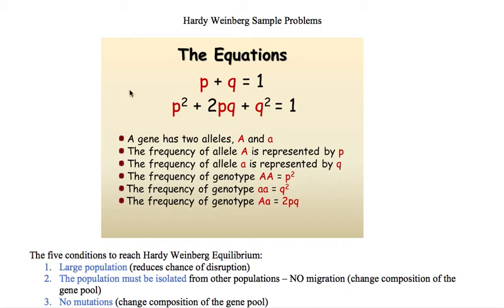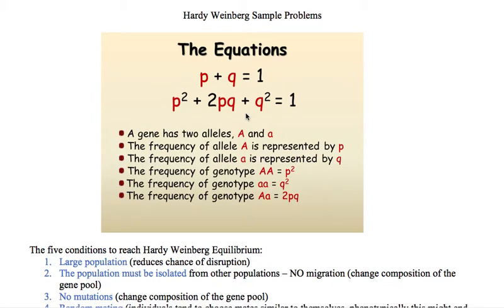We're going to take a look at some Hardy-Weinberg sample problems. The first thing that you need to know is that there are two main equations in Hardy-Weinberg problems. The first one is that p plus q is equal to 1, and p squared plus 2pq plus q squared is equal to 1. These are not ones that you actually have to memorize because they will be provided on your equations sheet that you're given for your AP test and for all of your assessments in my class.